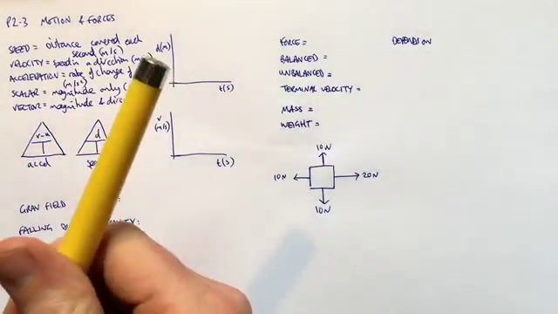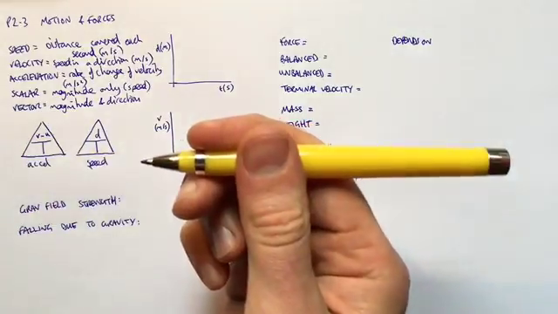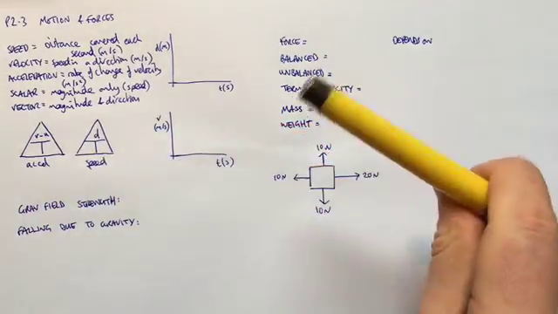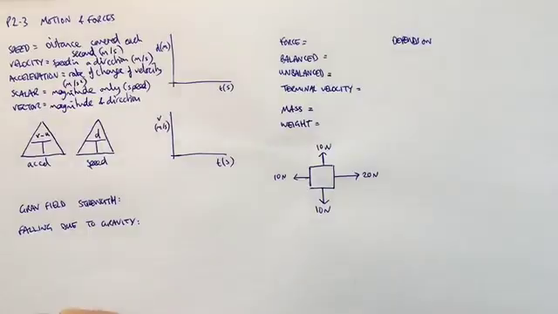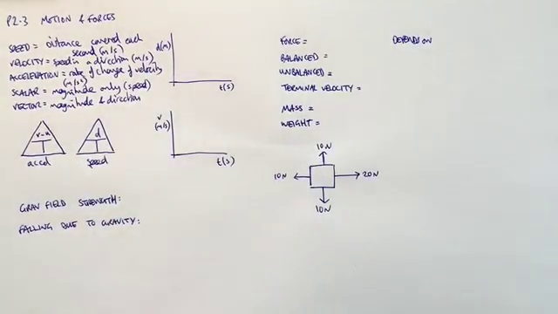Velocity is a vector in that if you go 10 meters per second that way, you could call that plus 10 meters per second, but if you go 10 meters per second that way, that would be minus 10 meters per second. It's got a direction, so it's a vector.